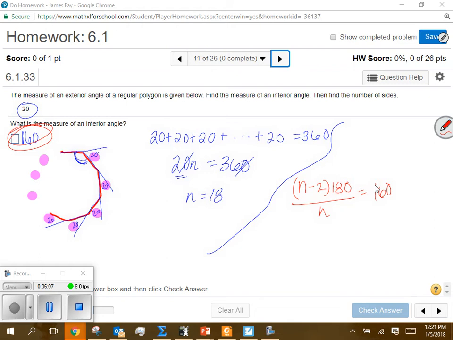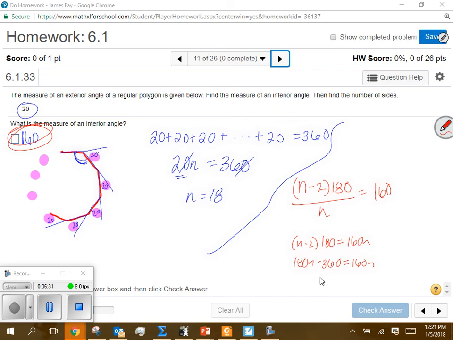I'm going to multiply both sides by n. So I get n minus 2 times 180 equals 160n. I get 180n minus 360 is equal to 160n. As you're doing more and more of these, you'll find out that every single time you set one of these up, you will eventually on the left-hand side get 180n minus 360. Okay.